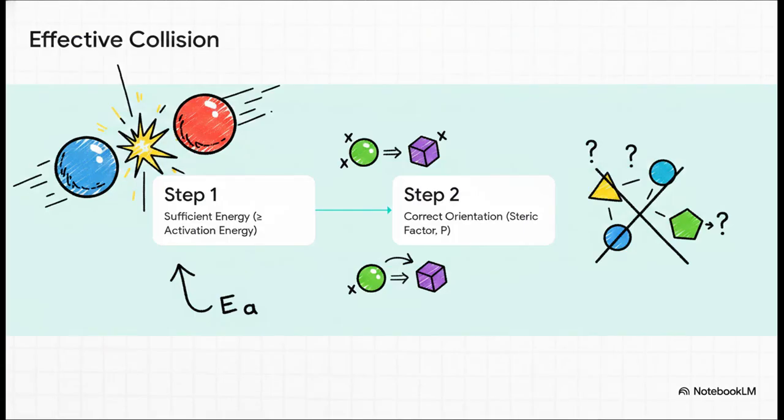Right, so to be an effective collision, molecules have to smash together with enough kinetic energy to break their existing bonds. We call this energy threshold the activation energy, or EA. But wait, energy isn't the whole story here. They also have to be facing the exact right way when they collide. This is known as the steric factor, or P. And this strict orientational requirement is exactly why termolecular reactions, where three molecules have to collide perfectly at the exact same split second, are incredibly rare.